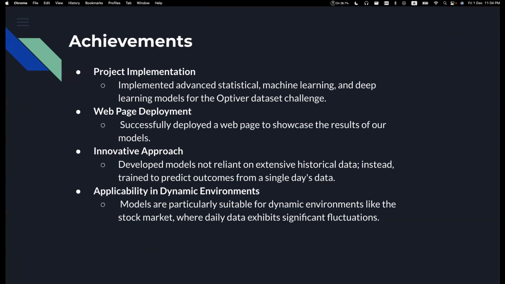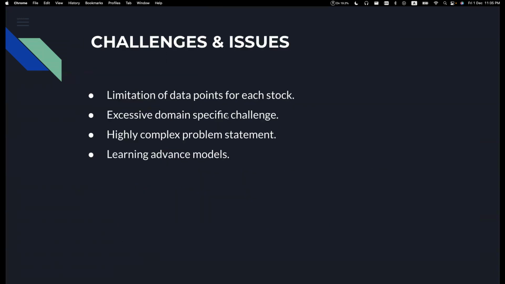Hello. So for the achievements, we have implemented the project and implemented advanced statistical, machine learning and deep learning models. We have successfully deployed a web page, and we have used an innovative approach. And yeah, that's all. Next slide, please. So the challenges, as we discussed earlier, are the limitation of data points for each stock, excessive domain-specific challenges, and the problem statement is highly complex, and we had to use advanced models like ARIMA and LSTM. Next slide.